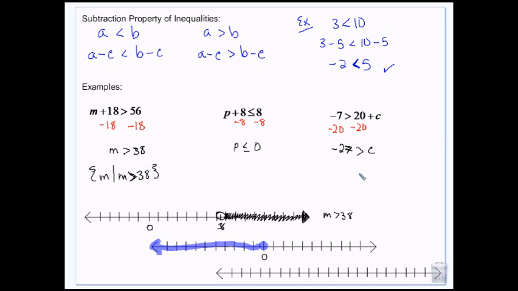So to graph this, I can leave it like this. I'm going to call this negative 27. It's going to be an open circle because it's a greater than. Now, negative 27 is greater than c. So which side will I shade? Right or left? Left, because we want what's less than negative 27, since negative 27 is greater. Good?